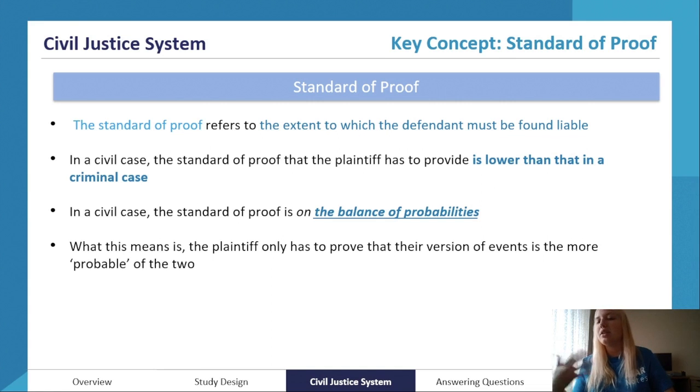So you can define it in a different way as well. You can define it as the judge having to decide which version of the events presented, the plaintiff's or the defendant's, is more likely to have occurred. Essentially, the judge picks who to believe, whose version of the events and the evidence seems to be in the right in the situation.